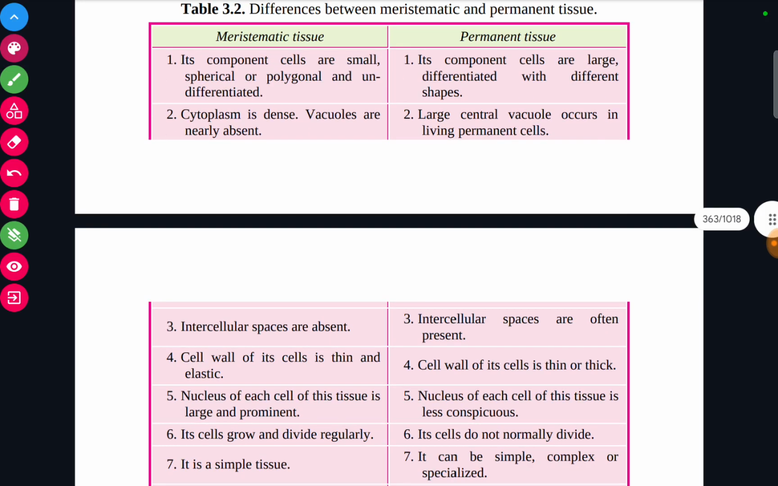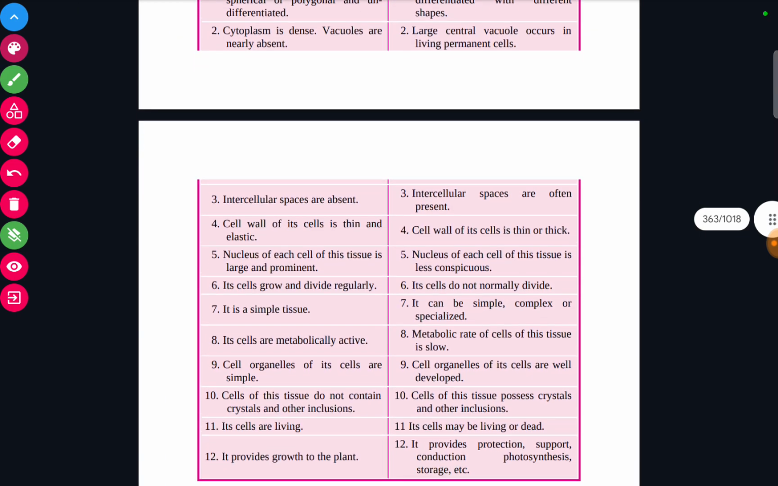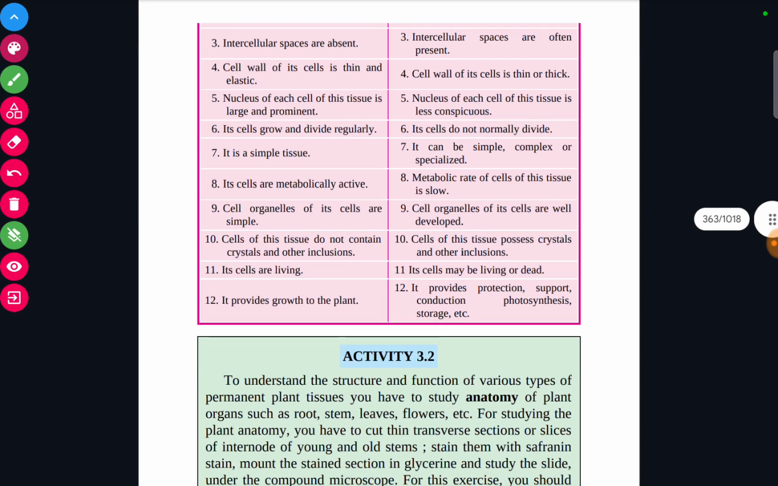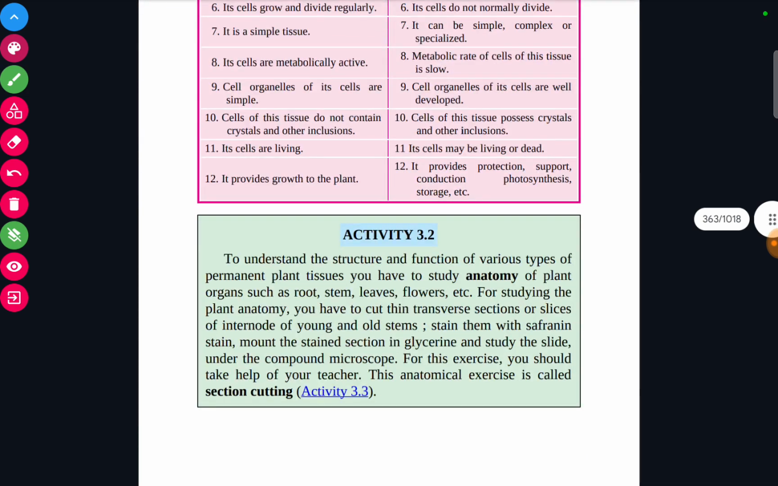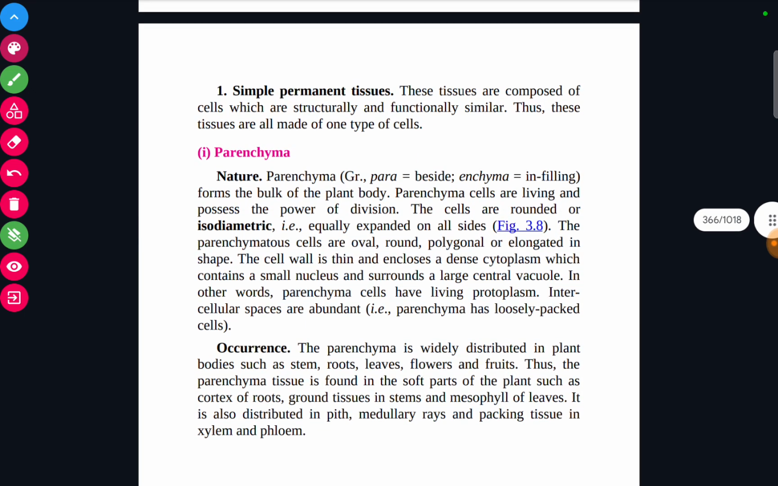There is a difference between meristematic tissue and permanent tissue. You can go through it once. I have already discussed the points, but you can also go through it in the book. Now let's go to the part on the simple permanent tissue.